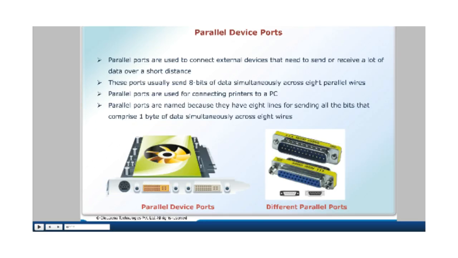Let us come to the next part of the embedded system: embedded hardware, that is, parallel devices. The components used to design embedded products are analog electronic components, digital electronic components, serial communication devices, and parallel device ports. Using all these components, we can design the embedded product. Let us know about the parallel device ports.